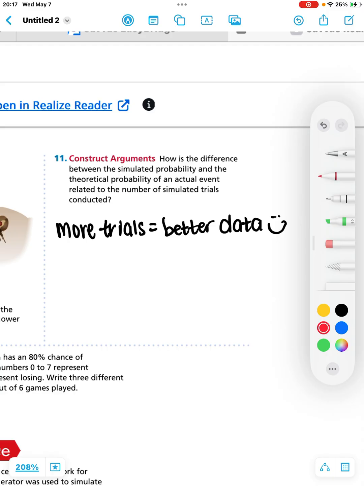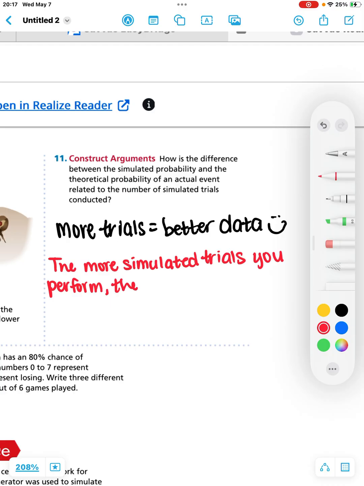So the more simulated trials you perform, the closer to the theoretical probability.